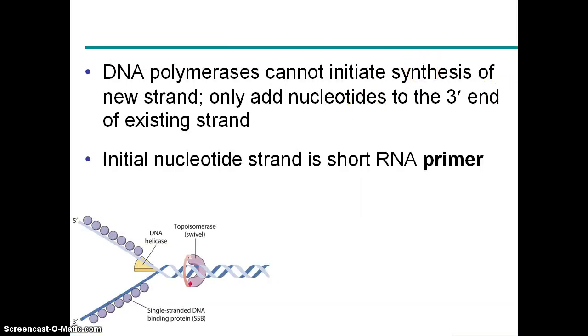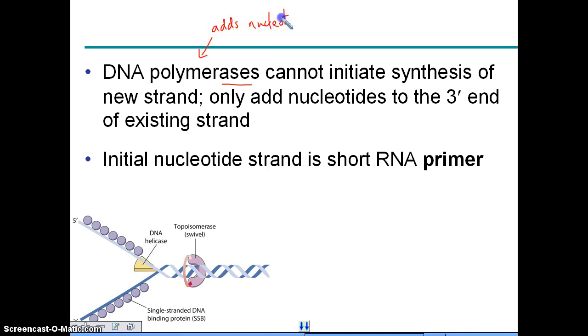Now, DNA polymerase is the key enzyme here. It's an -ase, so we know it's an enzyme, DNA polymerase. So what this enzyme does is it adds nucleotides. So it adds the sugar, phosphate, nitrogenous base to have the A's, T's, C's, and G's.